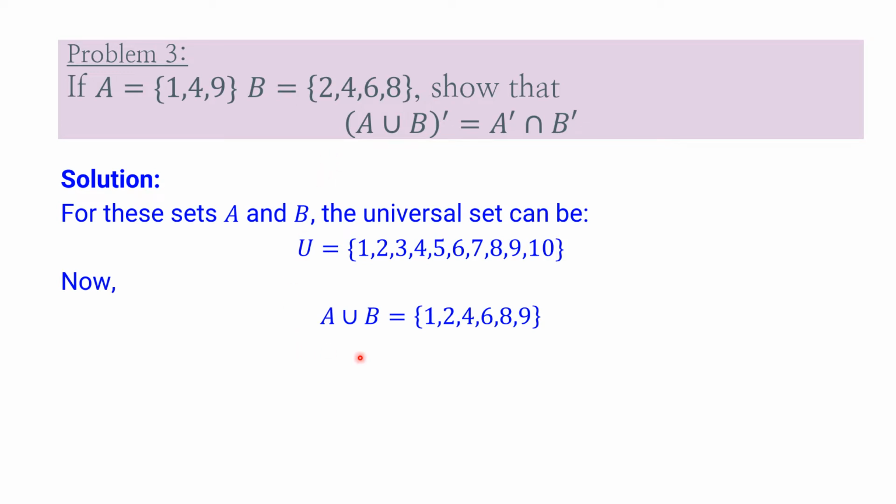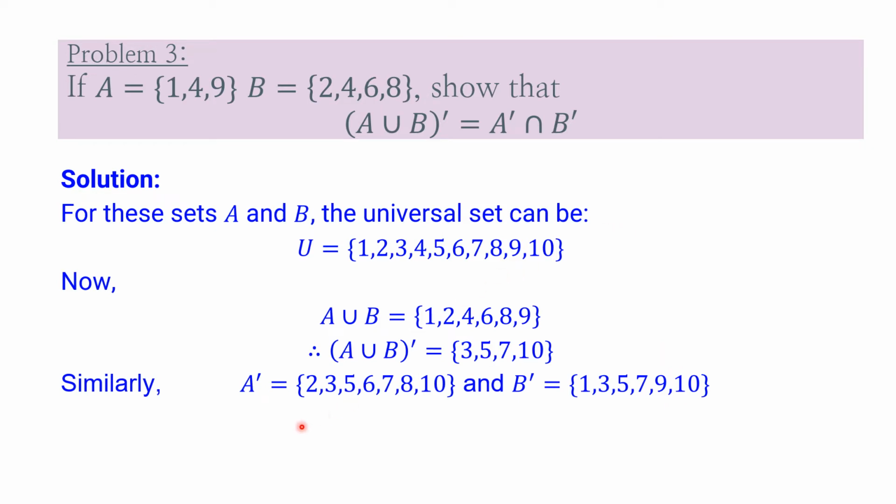A union B has all the elements in set A and set B. Therefore, A union B is equal to 1, 2, 4, 6, 8 and 9. The complement of A union B will have elements that are there in the universal set but are not there in A union B. Therefore, (A union B) complement is 3, 5, 7 and 10.